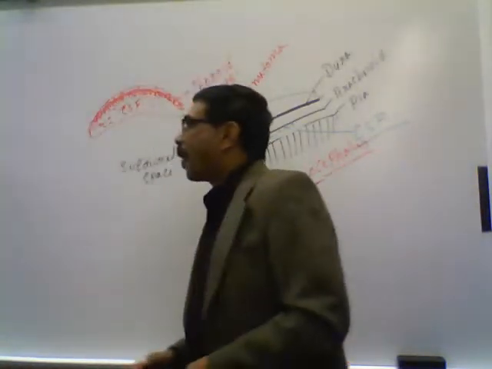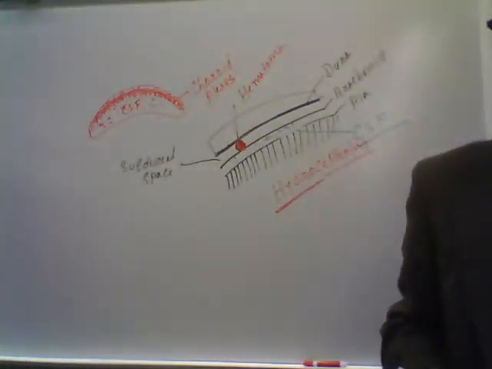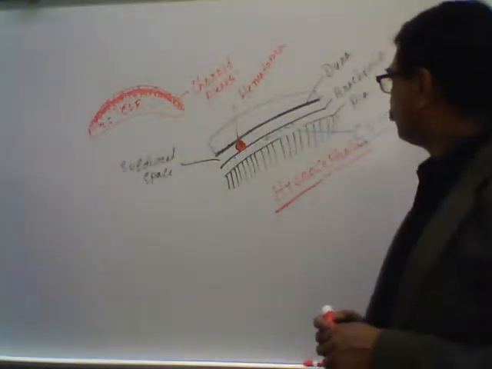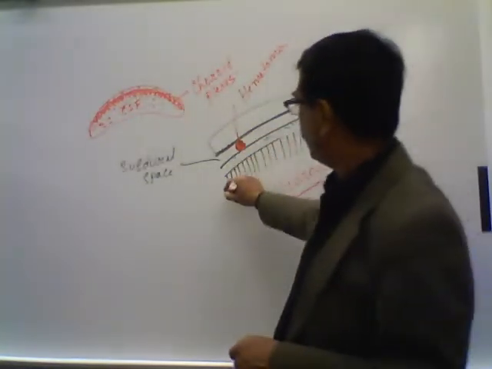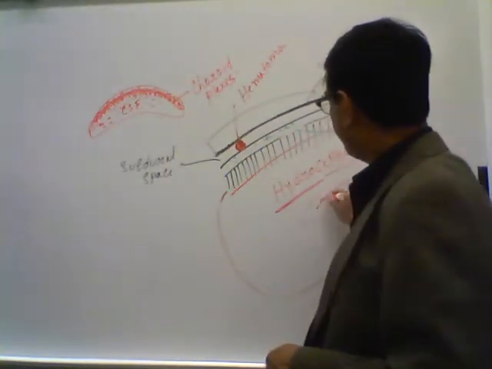Okay. Yes. So is the choroid plexus on the arachnoid layer? This is completely a different thing. Here is your brain, and here is the ventricle.